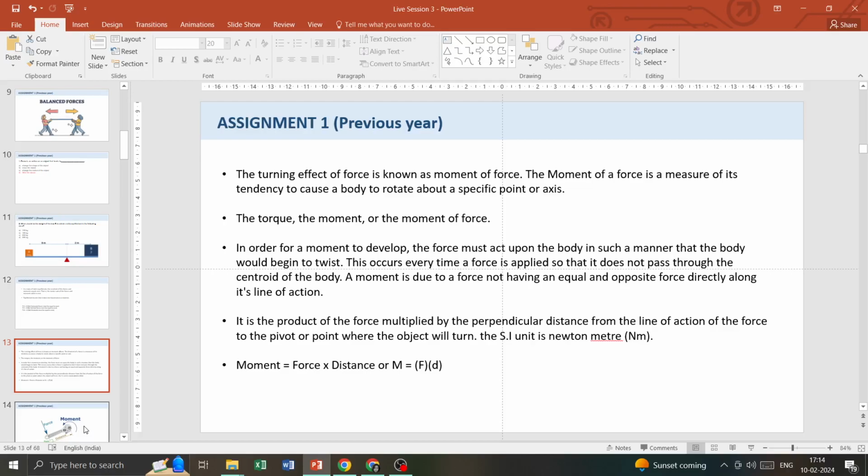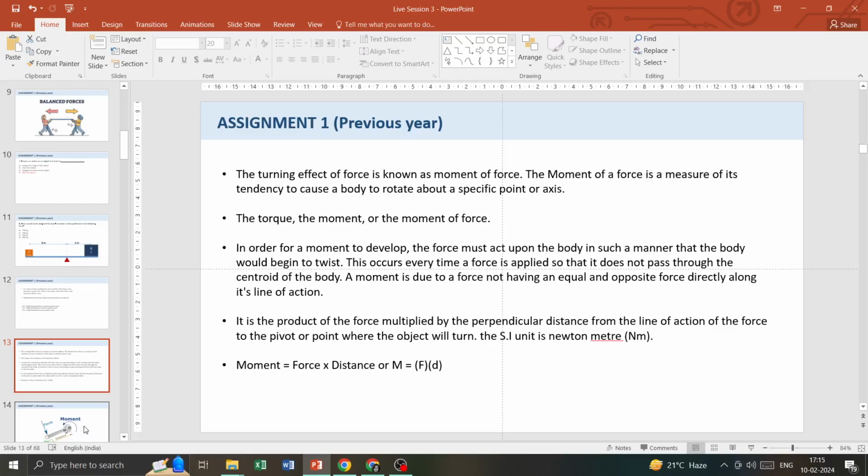So moment in terms of an equation means the force times the distance, and in terms of understanding, the moment of force is a measure of its tendency to cause a body to rotate about a specific point or axis. For example, this is the point and this is your object. So moment basically means the tendency by which you can rotate this. You can cause a rotation in an object by a force applied at a distance.